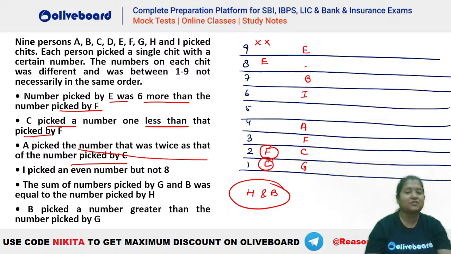So G plus B has to be equal to H. So H has to be there. Now, which is the one that is remaining here? You can see A, B, C. C is there, D is there. No. So D will be your 5. Okay. I hope this is clear, everybody.